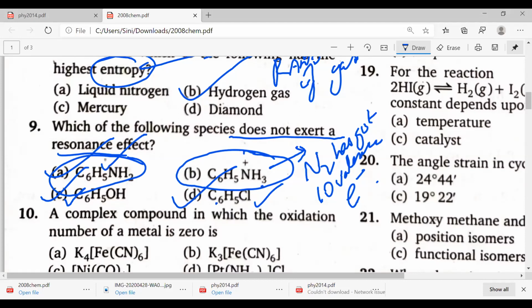Because it has 10 valence electrons. Nitrogen has 10 valence electrons, which is not possible at all, because it is not possible to have 10 valence electrons in nitrogen. So that is the reason this does not exhibit the resonance effect. Even if you don't know the answer, you can still get the correct answer.